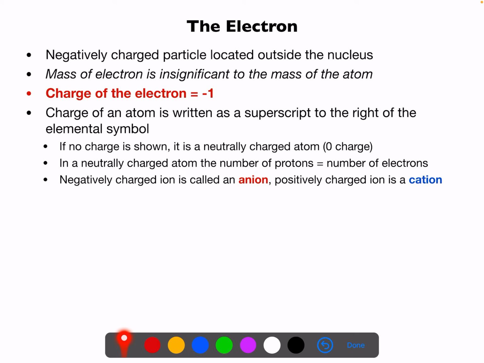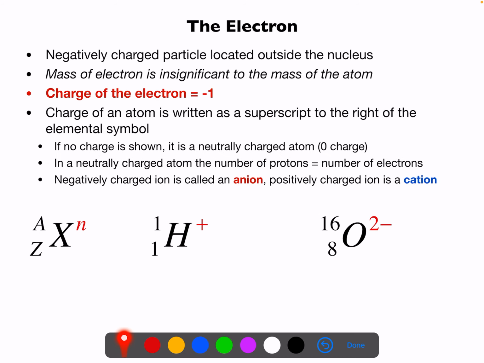And we're going to express that as a superscript to the right of the elemental symbol. So again, if there's no charge shown, then it's neutral or 0 charge. If it's negatively charged, we call this an anion. And if it's positively charged, we call it a cation. Right, so that charge we see here as a superscript to the right of our elemental symbol.